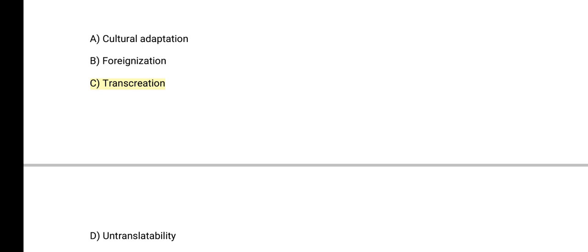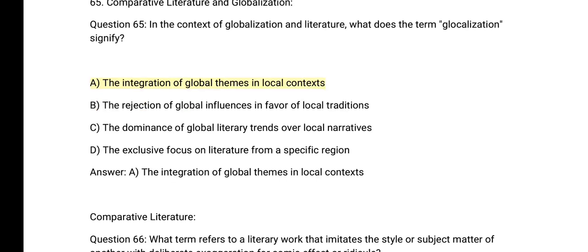65. Comparative literature and globalization. Question 65. In the context of globalization and literature, what does the term glocalization signify? A. The integration of global themes in local contexts. B. The rejection of global influences in favor of local traditions. C. The dominance of global literary trends over local narratives. D. The exclusive focus on literature from a specific region. Answer. A. The integration of global themes in local contexts.